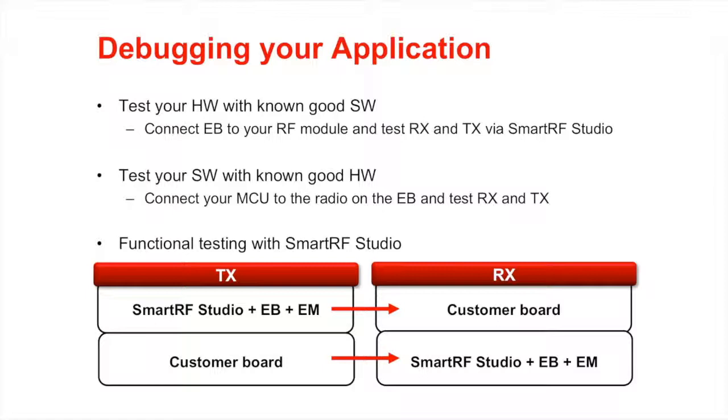Similarly, for functional testing the customer transmitter hardware and software in a wireless link setup, you can use SmartRF Studio plus EB plus EM as the receiver. This ensures a fully functional receiver.